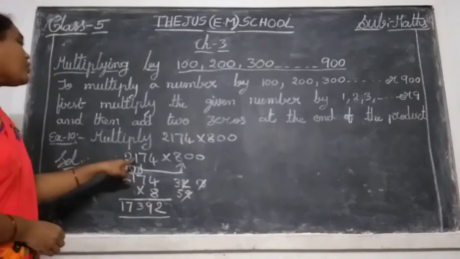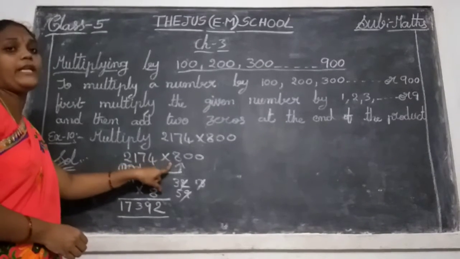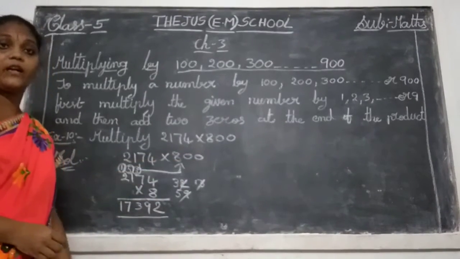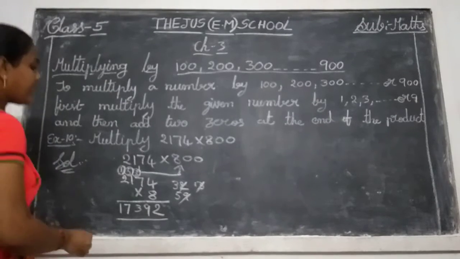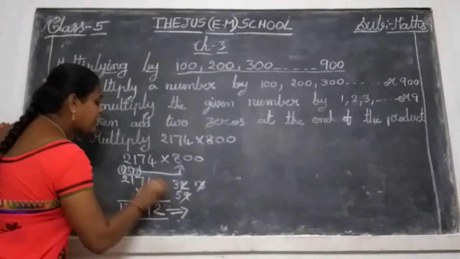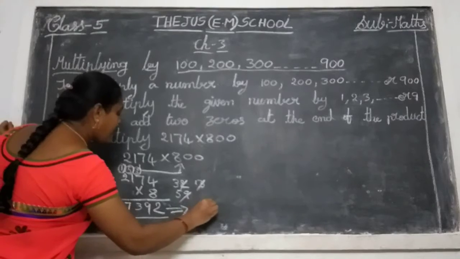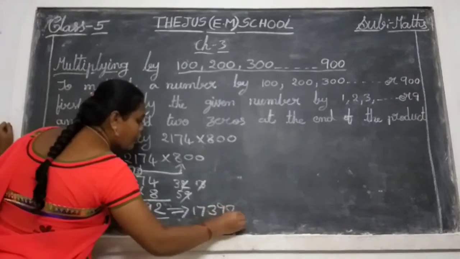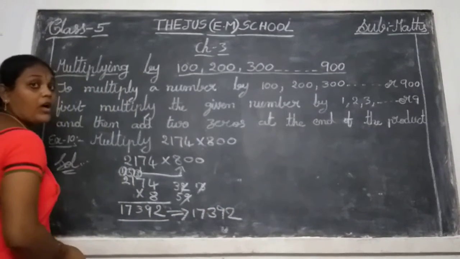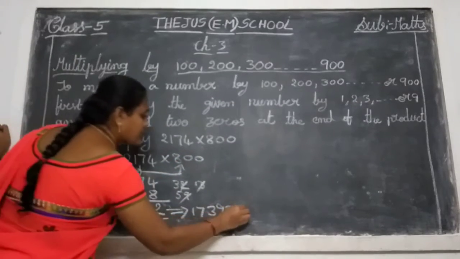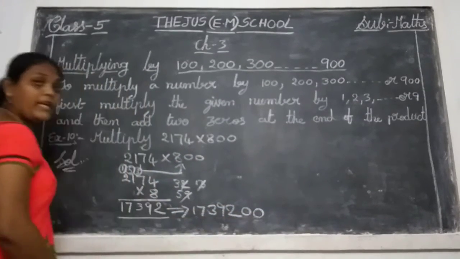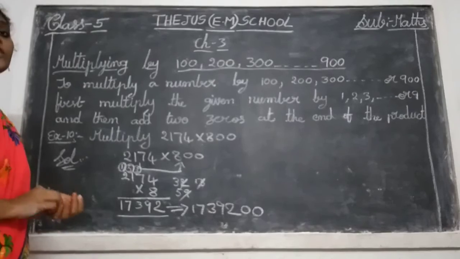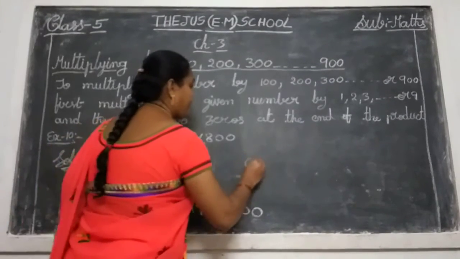Which product? 2174 into 8 only. So you put the 2 zeros there. Yes. So you write this answer 1, 7, 3, 9, 2. How many zeros do you put? 100, so 2 zeros. Okay, children? One check with normal addition, children. See.